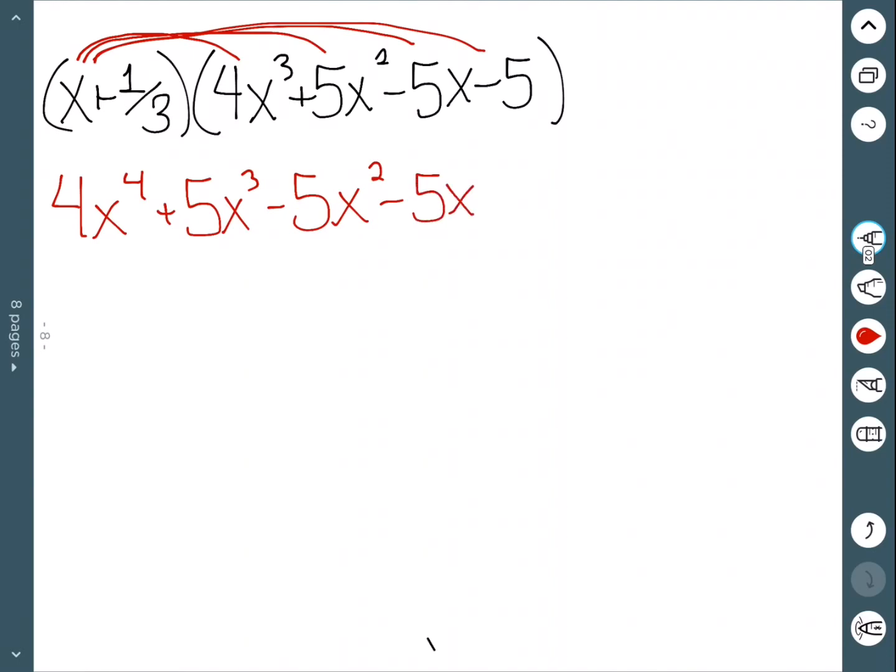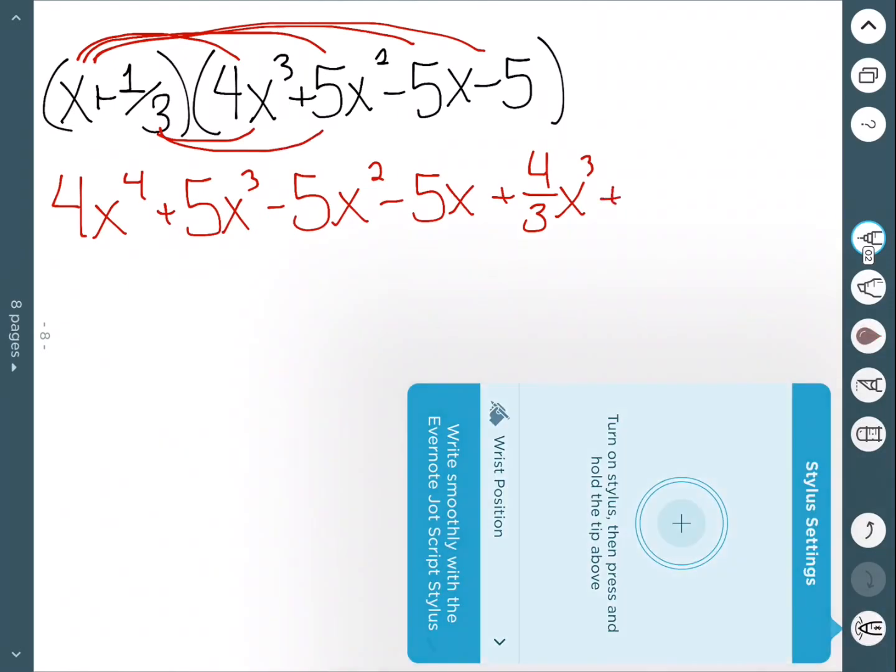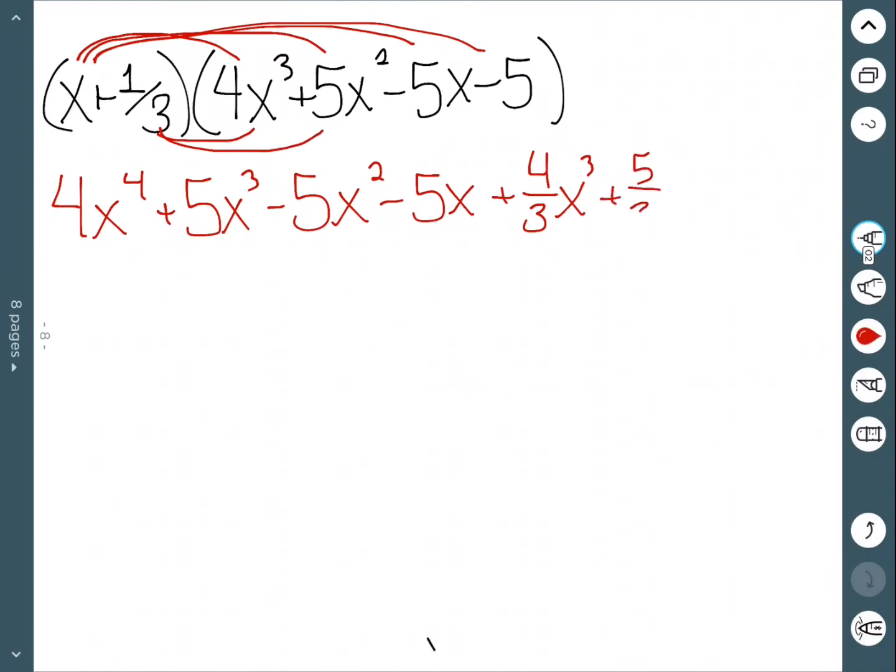I then need to multiply the 1/3 by everything in the second parenthesis. 1/3 times 4x cubed is 4 over 3x cubed. 1/3 times 5x squared is 5 over 3x squared. 1/3 times negative 5x is negative 5 over 3x. And then 1/3 times negative 5 is negative 5 over 3. Now we want to combine like terms.